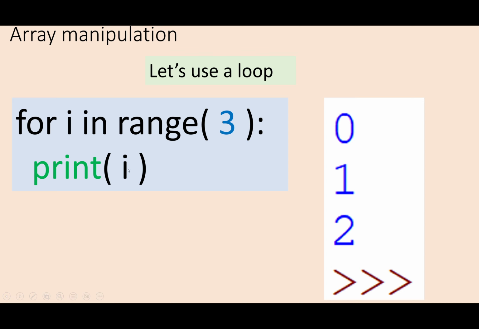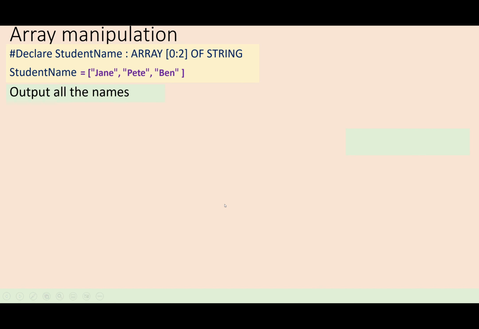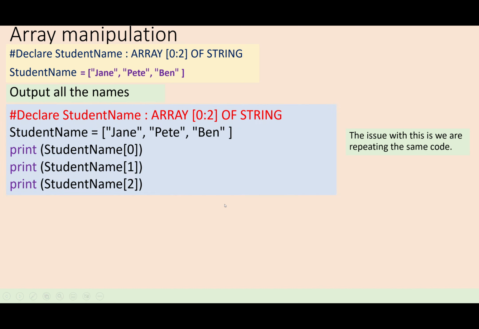And we can use i to help us pick out the information from the array. So let's have a little look at how we can do that. So instead of writing that, we can use a loop.